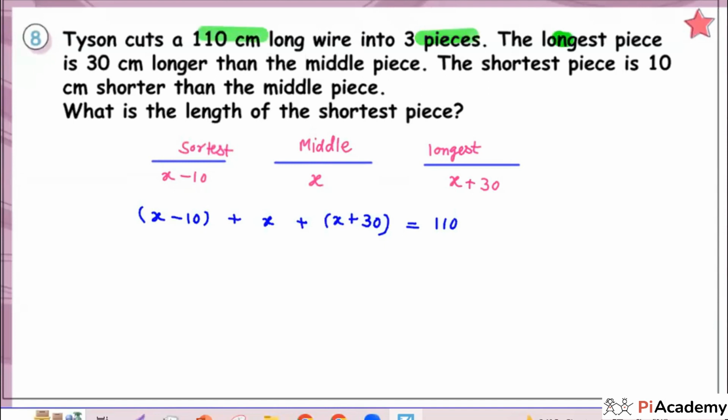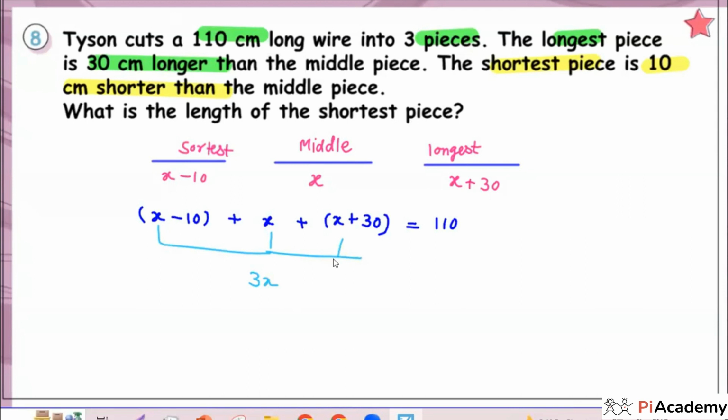Here the longest piece is 30 centimeters longer, that is included. Now the shortest piece is 10 centimeters shorter, that is also included. Now you can see x minus 10 plus x plus 30. You have to combine the like terms, so x and this x, and this x, so 3x. X plus x plus x is clearly 3x. Now, minus 10 plus 30.